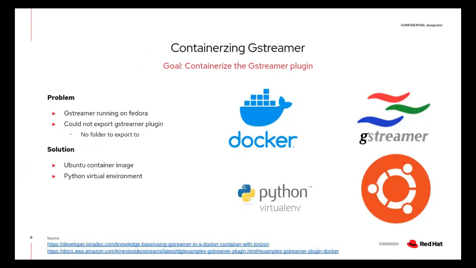So we had some issues running GStreamer on Fedora. Basically, we were able to write the code, but there was no folder for the plugin for us to export to. So the way we worked around this was we created a container. We found out that GStreamer ran better on Ubuntu, so that was our custom base image with all the GStreamer packages and libraries. And then we also had a Python virtual environment to run everything.